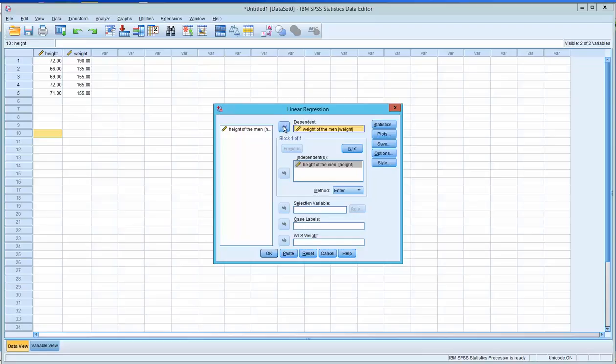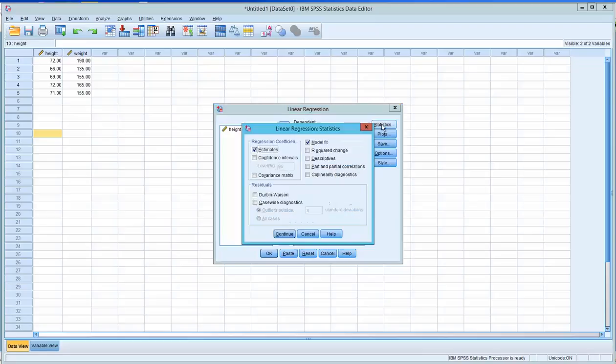Now, for purposes of demonstration, you can go ahead and look at statistics. You can select the statistics that you want. By default, it is checking the estimates for you and model fit. We need a model fit.